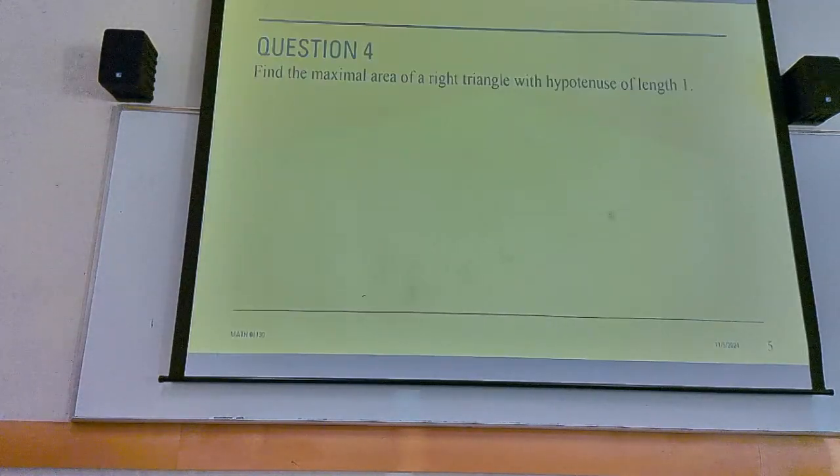Maximal area of a right triangle whose hypotenuse is 1. So just as with related rates, the first step is to label values and picture.